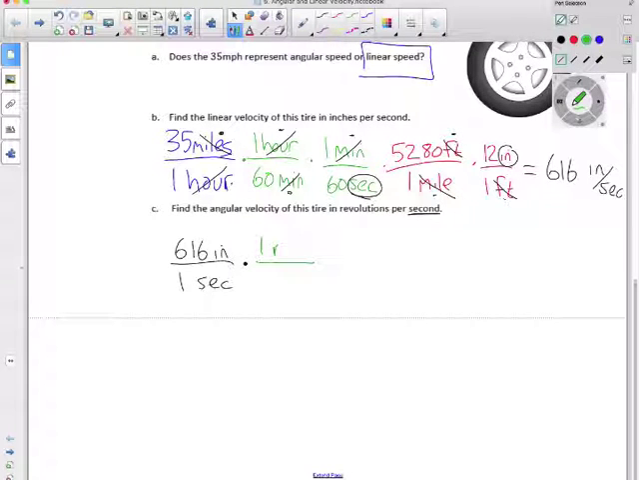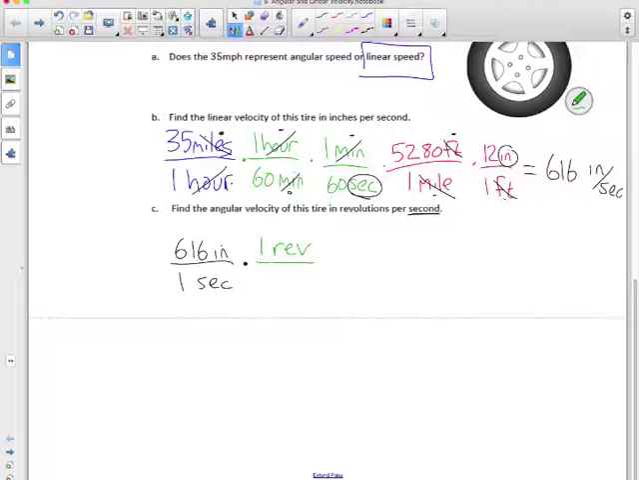I need to introduce a unit of revolutions, so 1 revolution, and there are 2 main things that can happen when you're talking about revolutions. You can either be talking about how many angle measurements it's going through, or you could talk about the distance it travels. So we're going to focus on distance because right now I have a measurement of inches and I want to cancel that out.